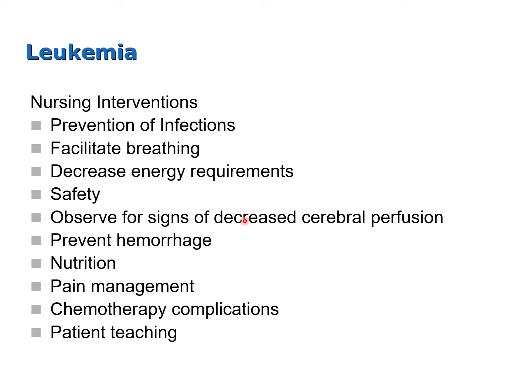So depending on whatever your diagnoses were, you're going to prevent infections, facilitate breathing, decrease energy requirements, you're going to look at their safety, observe for signs of decreased cerebral perfusion, preventing any hemorrhaging. You're going to look at their diet. Diet becomes extremely important, especially if they're neutropenic, and we'll talk about that. And we've talked about neutropenia already in our slides from before, chapter 33.